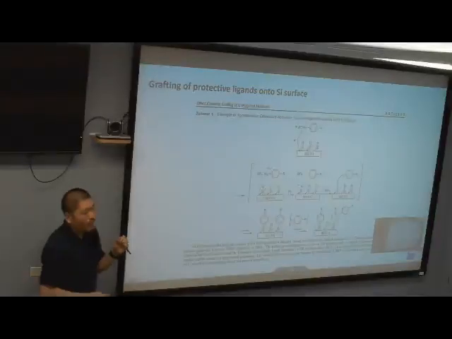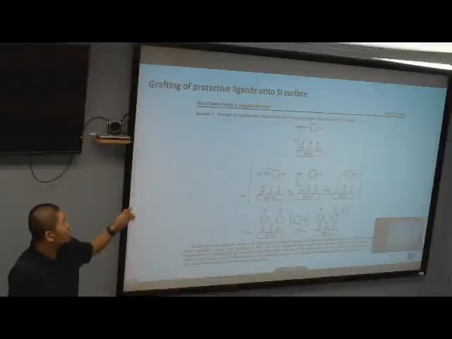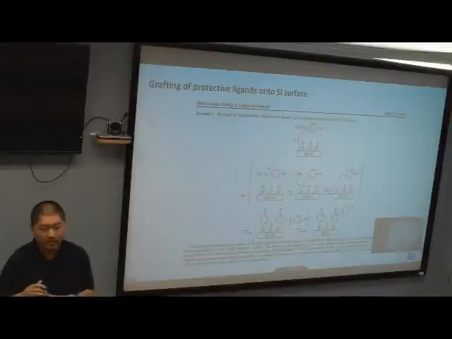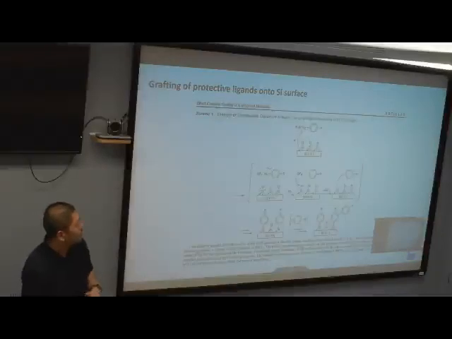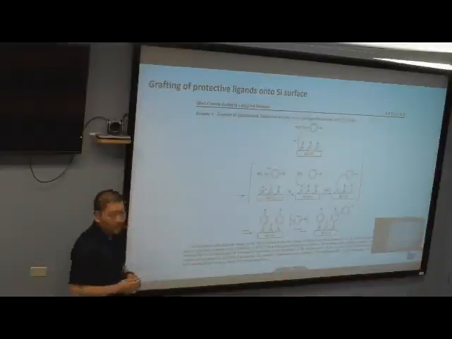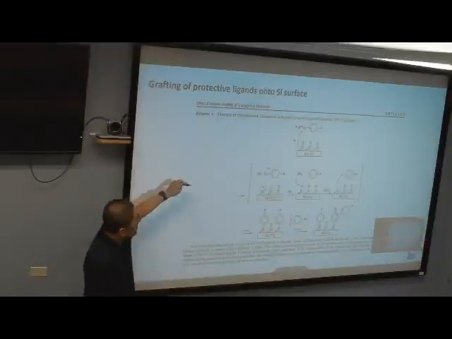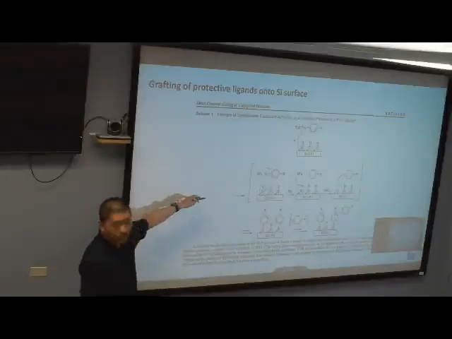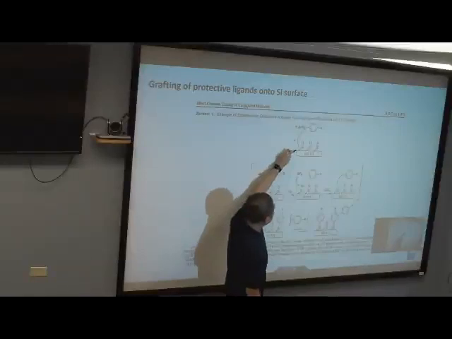One method to overcome this problem is to introduce a protective layer at the silicon surface. And one agent to do that is diazonium salt. By using diazonium salt, we can form a silicon carbon bond on the surface. And this paper shows the mechanism of this reaction. So here is a passivated silicon.